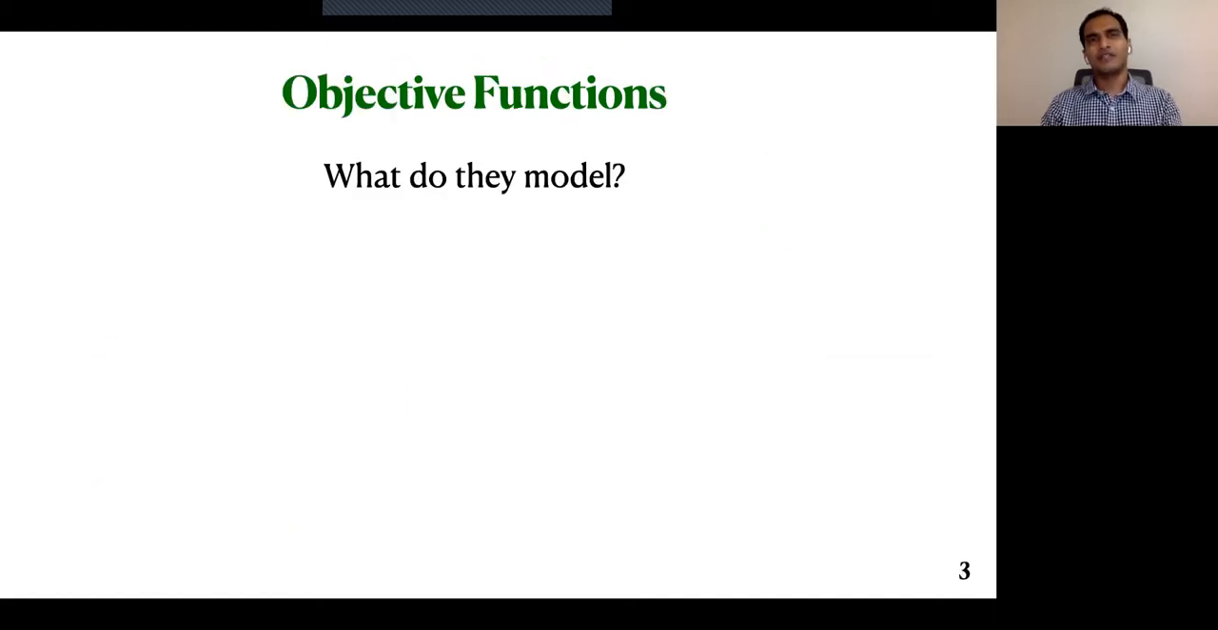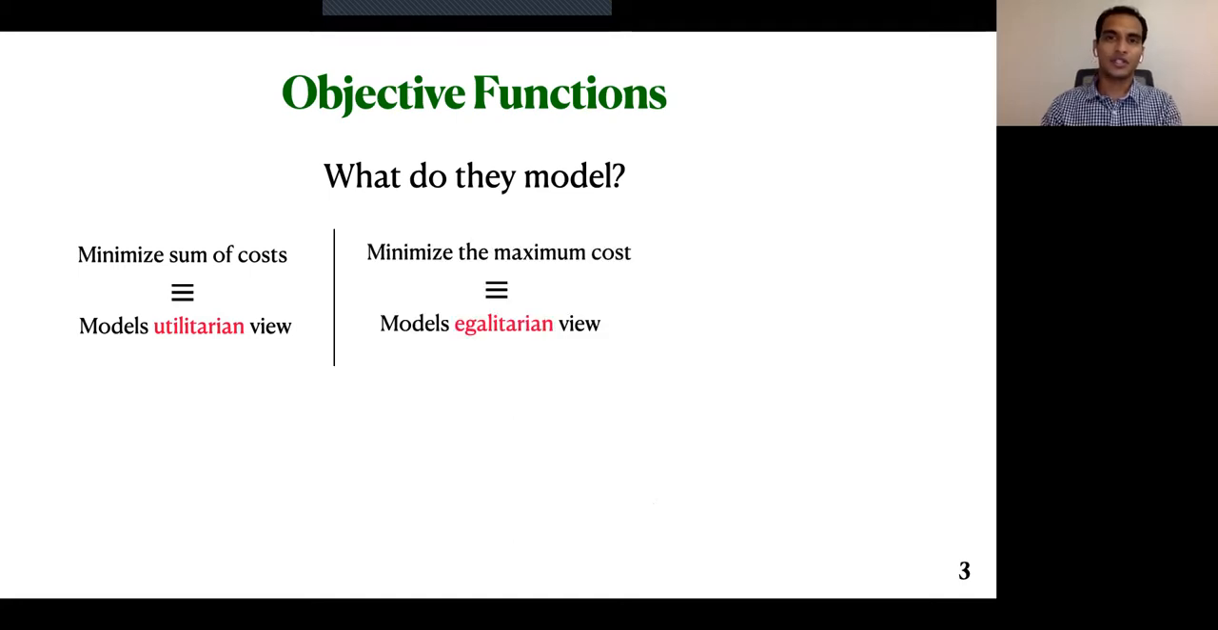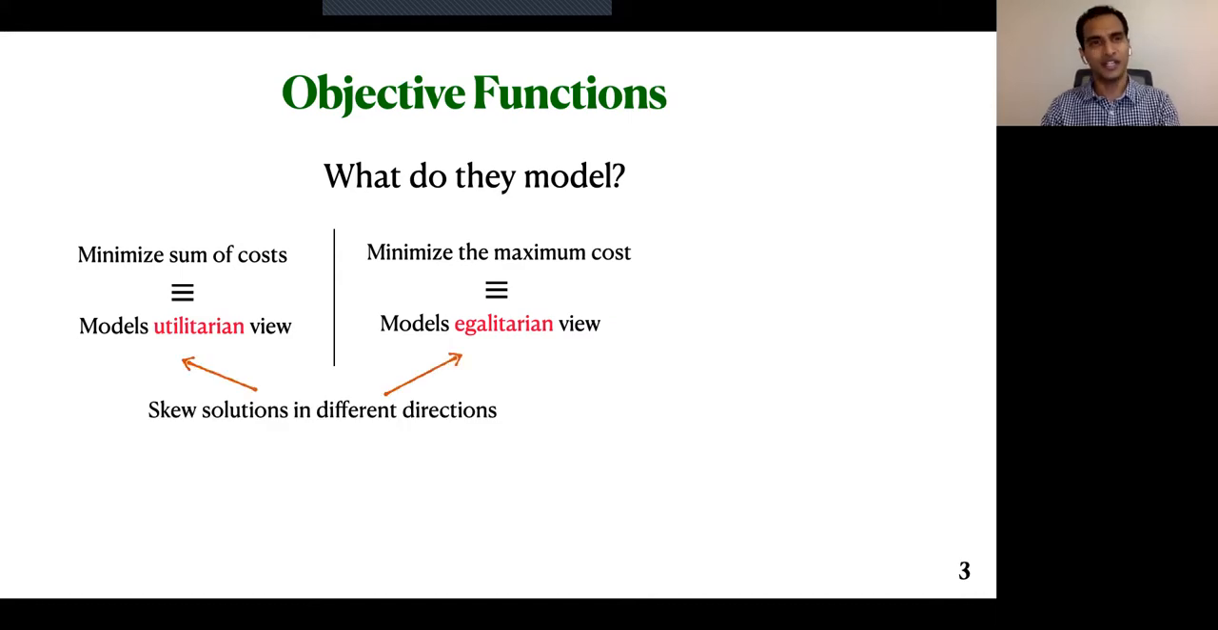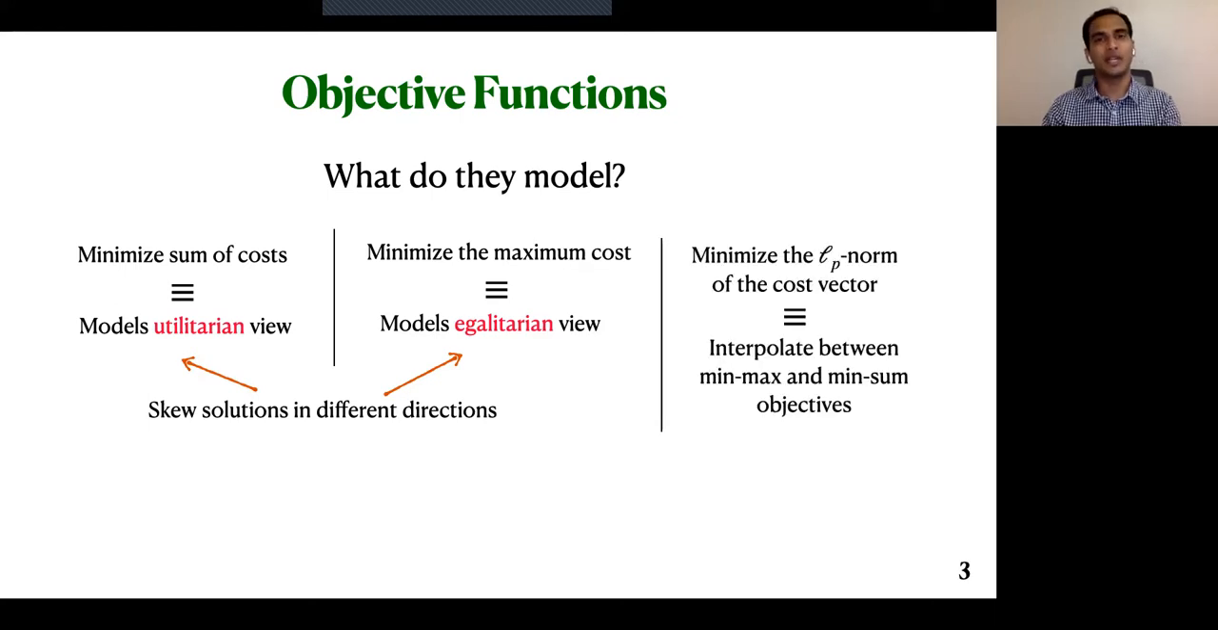Let's talk about objective functions and what they model. The two most commonly studied objectives are the min-sum and the min-max objectives. If we are trying to minimize the sum of costs, then it means that we are taking a utilitarian view. Instead, if we are trying to minimize the maximum cost, then it means that we are taking an egalitarian view. That is, we want the worst off agent to not incur too much cost. It's not hard to see that these two objective functions tend to skew solutions in different directions. LP norms are sometimes used to interpolate between these two extremities.